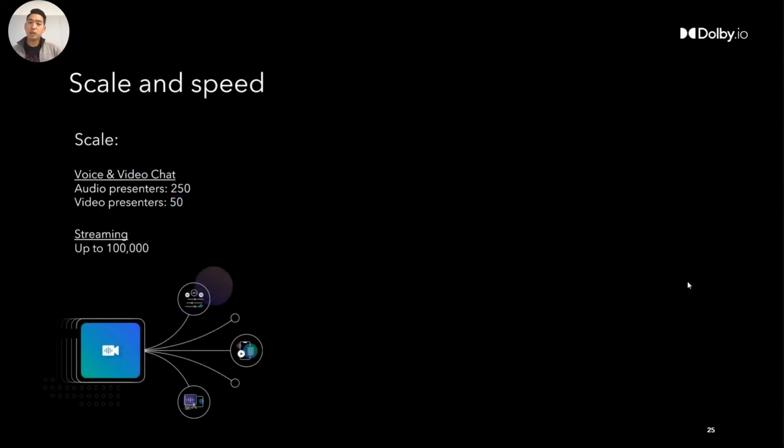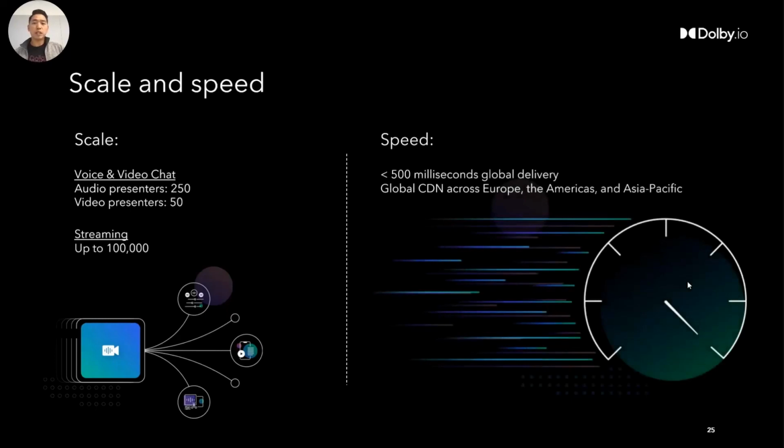The next thing I want to talk about is scale and speed. Our conferences can support either 250 audio-only participants or up to video participants. However, if you have the need for larger scale, you can broadcast the Dolby conference over our streaming platform with an audience size up to 100,000 viewers. Our streaming platform is based on WebRTC, so you can expect speeds less than half a second end-to-end, compared to traditional CDNs that can take anywhere from 15 seconds to minutes for delivery. We also have global data centers placed strategically around the globe for increased speed and stability.